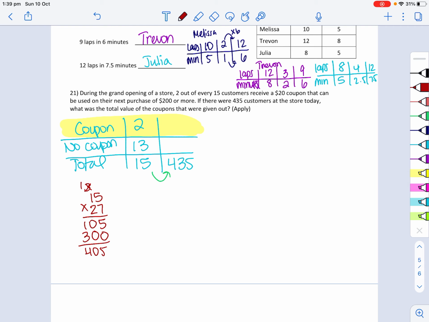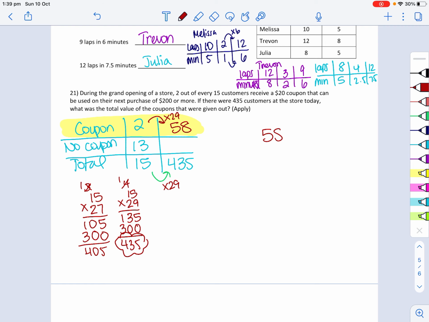Okay. Let's try 29. I think that's going to work. So 9 times 5 is 45. 9 times 1 is 9 plus 4 is 13. 2 times 5 is 10. 2 times 1 is 2 plus 1 is 3. 435. Awesome. Okay. So I multiplied by 29. So 2 times 29 is 58. So 58 coupons were given out.